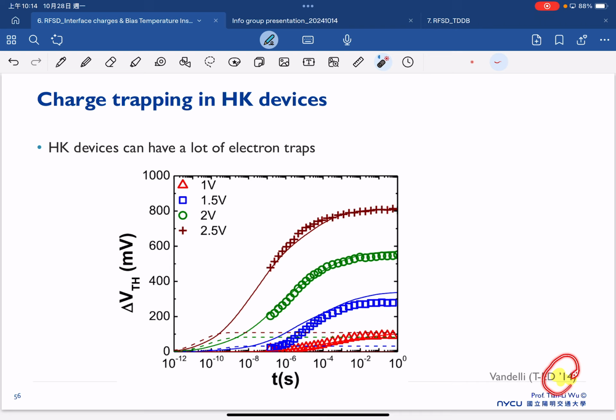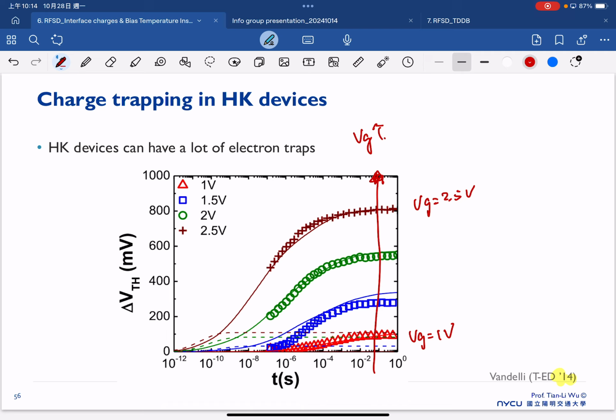Of course, from these 10 years, we already moved from one node to another node, probably already moved to the FinFET technology. But after 10 years, still the reliability can be one of the issues here. So this is threshold voltage, this is the stress time here. So we can see these are different biases, VG 1 volt up to VG 2.5 volt. We increase our bias here, and once our bias increases, our threshold voltage is increased.